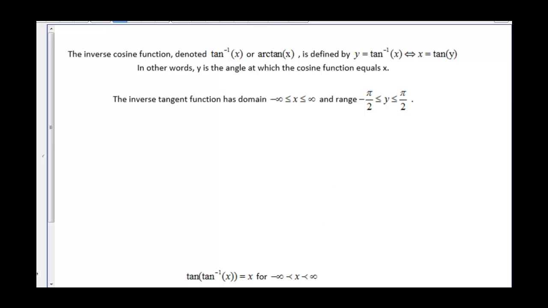So the inverse tangent function, denoted inverse tangent of x or arctangent of x, is defined by y equals inverse tangent of x when x equals the tangent of y. In other words, y is the angle at which the tangent function equals x. So the inverse tangent function has domain negative infinity to infinity and range negative pi over 2 to pi over 2, not included. So again, the pi over 2's are not included.